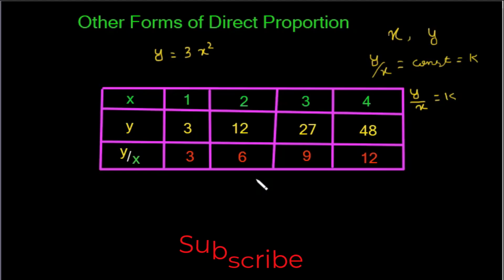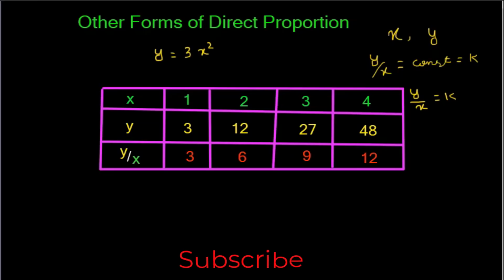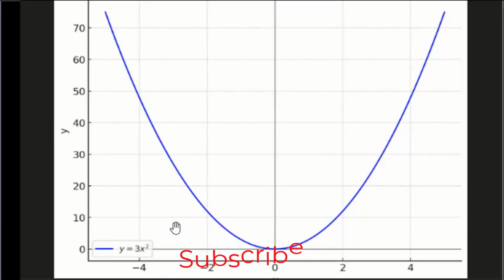Now we will see its graph. From the result we will conclude whether it is direct proportion or not. You can see that this shows the graph of y against x for this table. One question: is y directly proportional to x? Let us explain our answer using this graph's features.